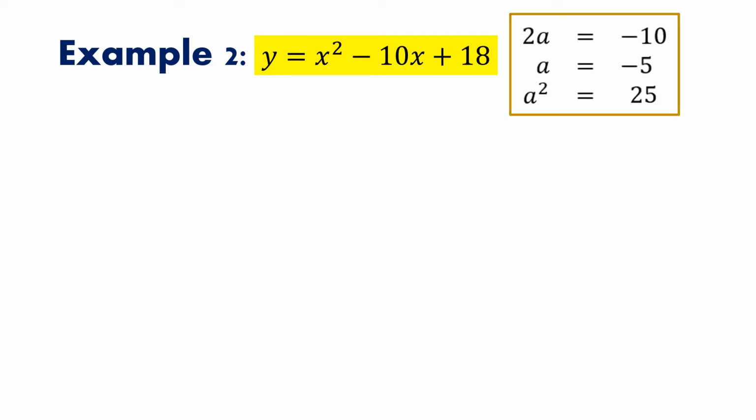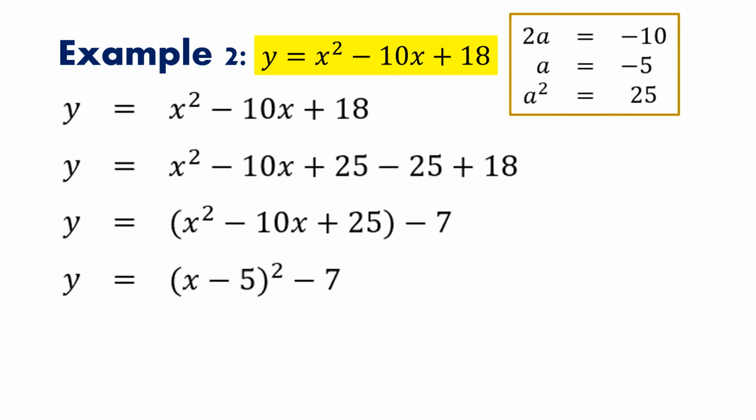Let us try another example. Say y equals x squared minus 10x plus 18. In this example, 2a is equal to negative 10. This implies a equals negative 5 and a squared equals 25. We need to add and subtract 25 on the right-hand side of the equation.